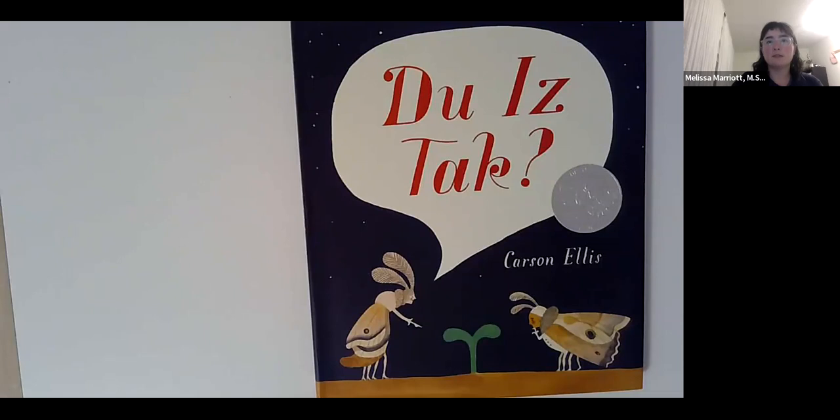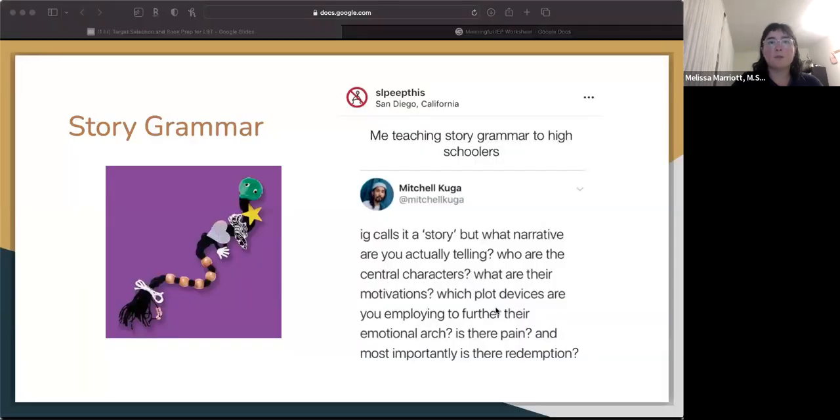So this is the story grammar framework that I use. It's called Story Grammar Marker. And what I like about it is that all of the story grammar parts are really concrete. So in the past, I have used first, next, then, last, with really varied success. I know a lot of gen ed teachers use beginning, middle, and end.